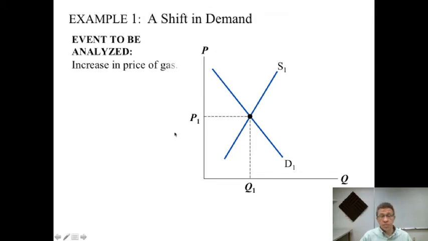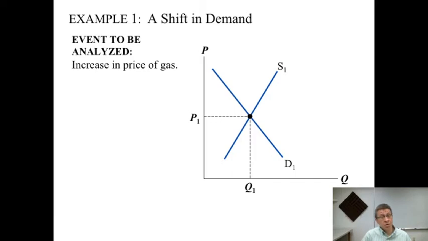So what happens if we have a shift in demand? The effect to be analyzed is an increase in the price of gas. How would that affect the demand for hybrid cars? Why don't you pause this for a moment, try to figure out how that would affect the demand, and how you would have to redraw your demand curve on this graph?